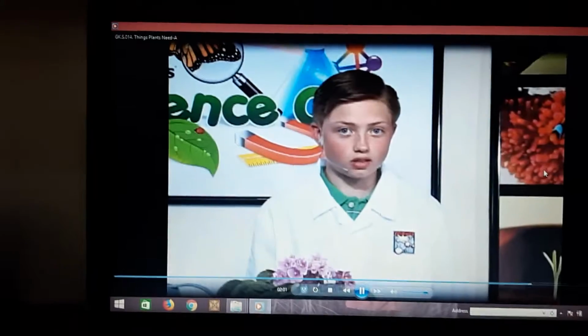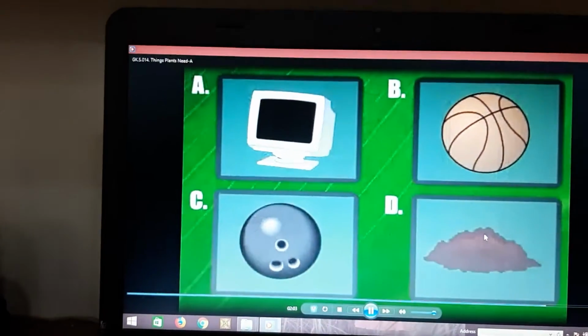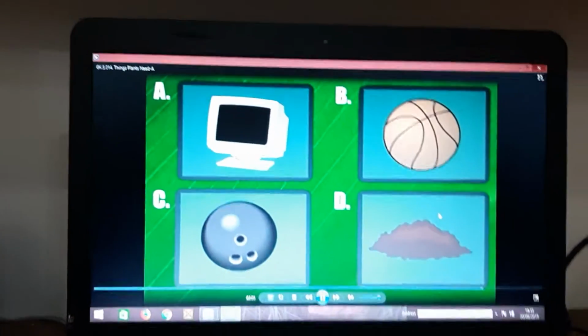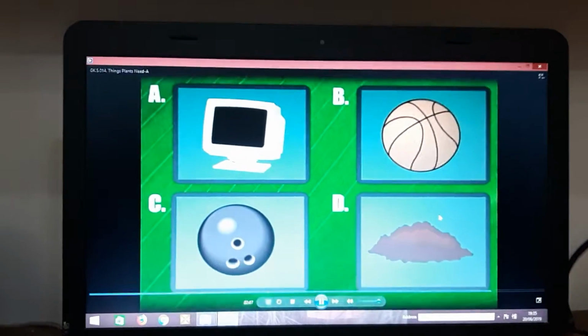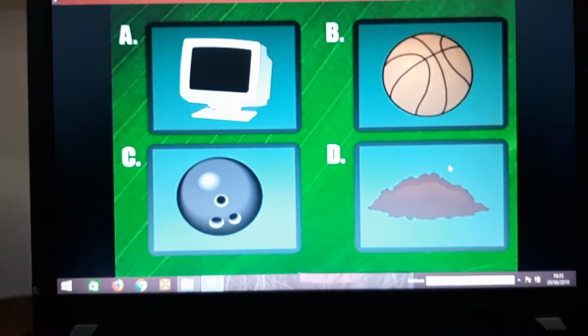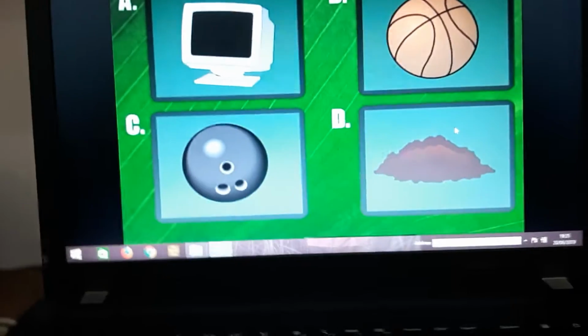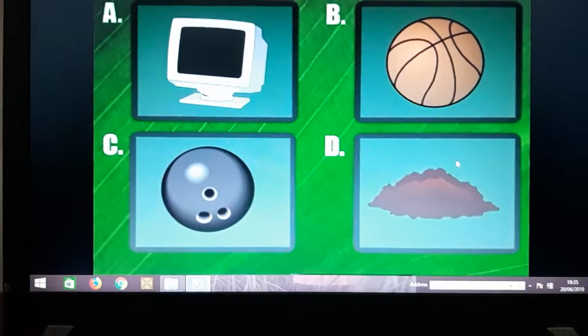Let's go to the problem. What do you think about the plants, the stems, the leaves? Okay, this is about the soil.